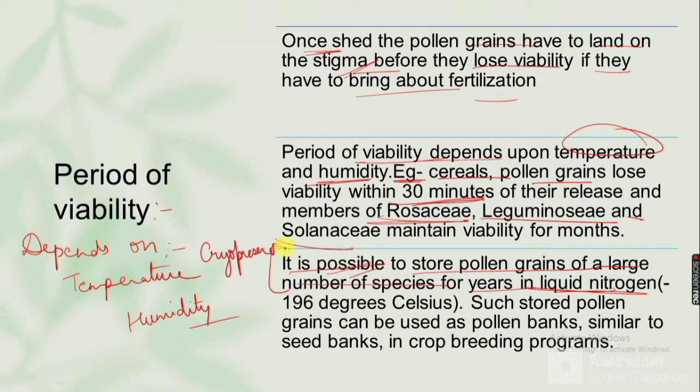Preservation means to preserve some material. If we store pollen grains of a large number of species for years in liquid nitrogen, it is known as cryopreservation. Such stored pollen grains can be used as pollen banks, similar to seed banks in crop breeding programs.